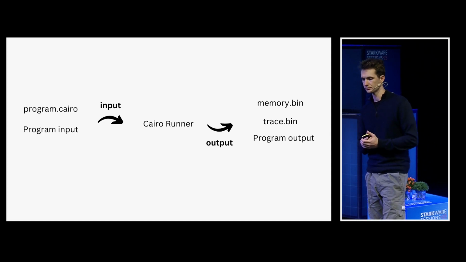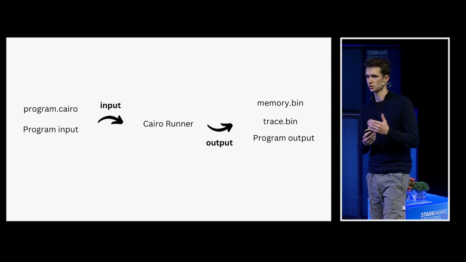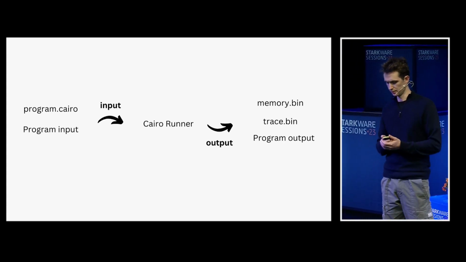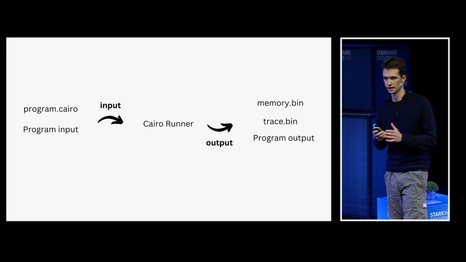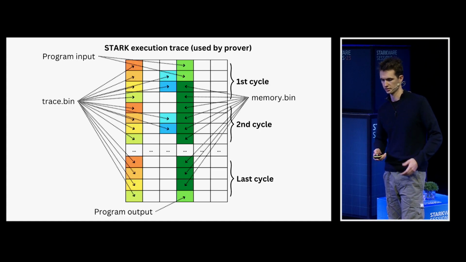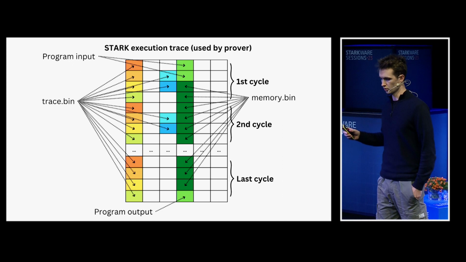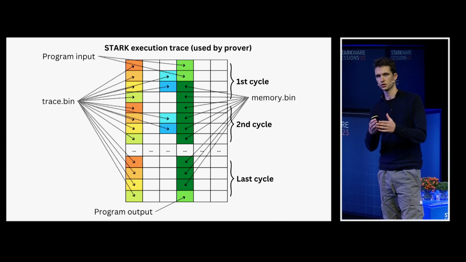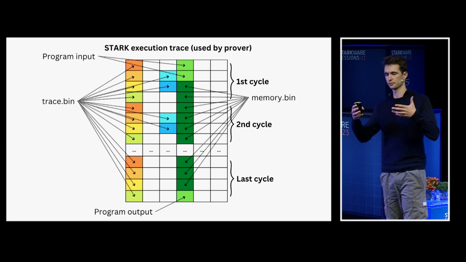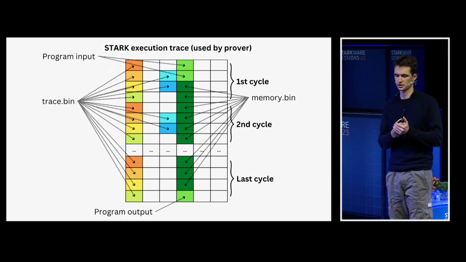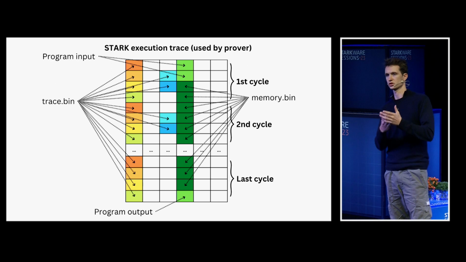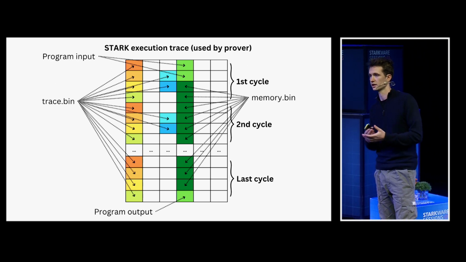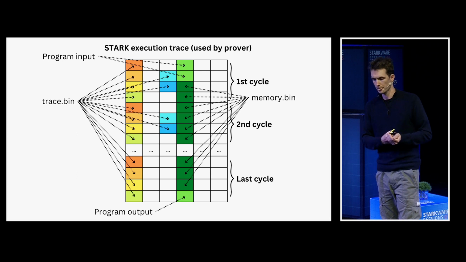And trace.bin contains all of the register values for every cycle. And we haven't proved anything at this stage. Okay. So this is where the prover comes in. The prover basically takes values from these two files and lifts them into this huge table. This is what you could call an execution trace, and it's what's required for generating this Stark proof.